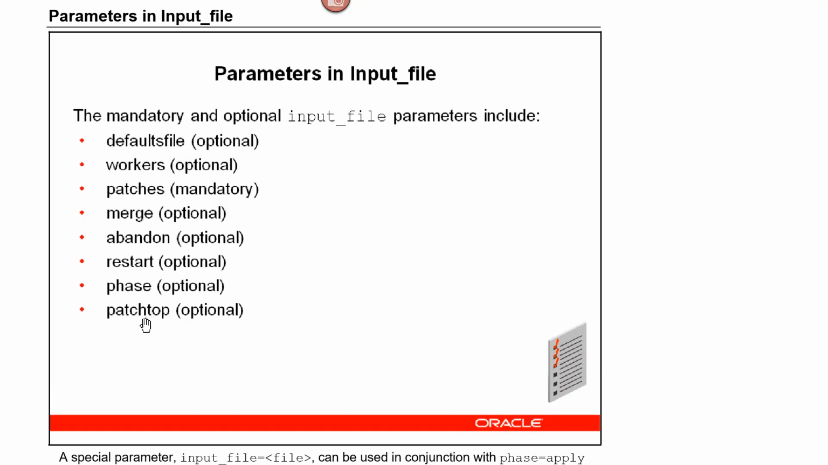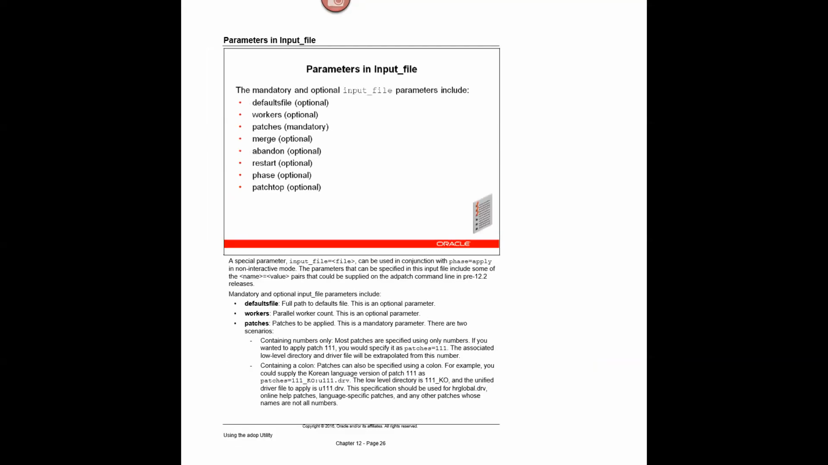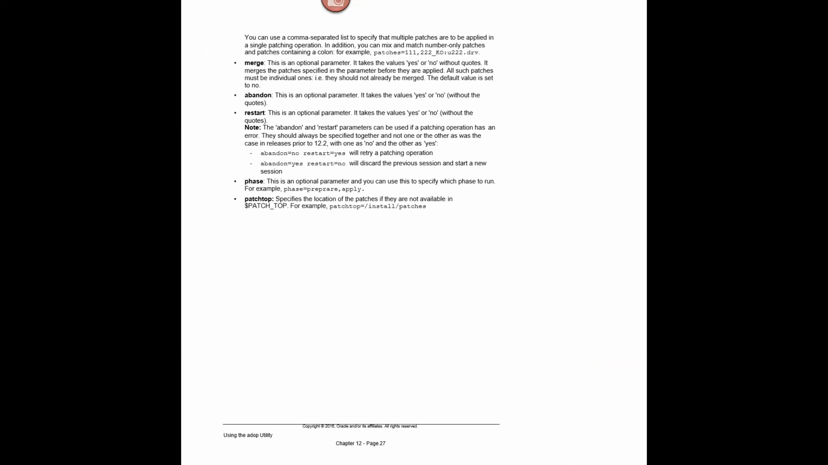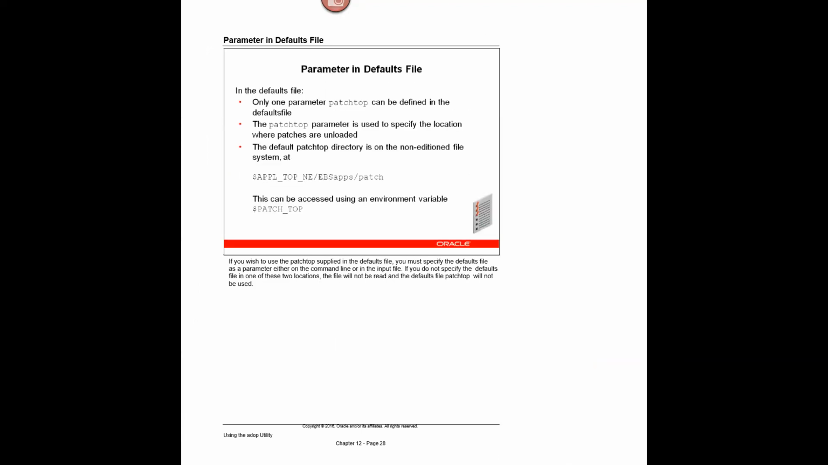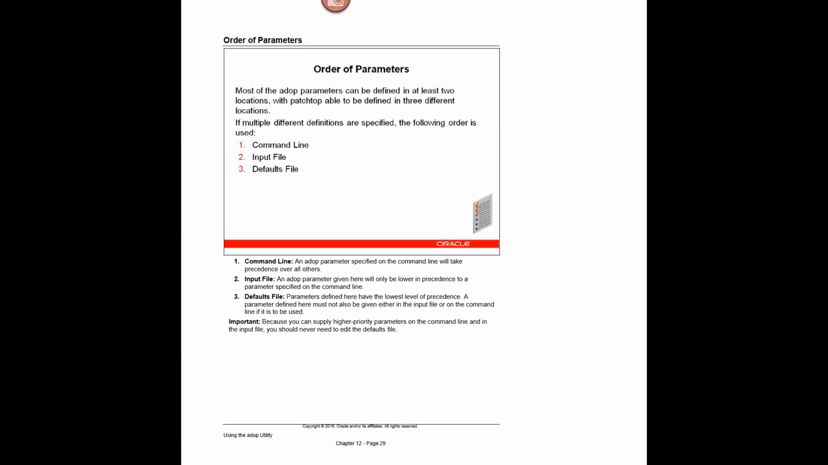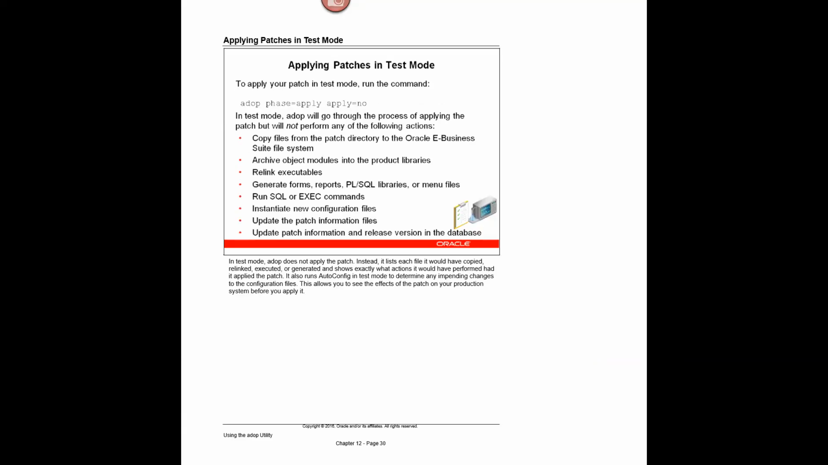Phase we know. Patch top is, by default, Oracle says to copy all the patches to one particular directory. If you don't copy there and you copy to some other directory, some other location, wherever free space is there, which I normally use, then I can say patch top is equal to that particular location. So input file, these are all the things you can give in an input file. Okay, this is all okay. Command line option, input file, default file, right?